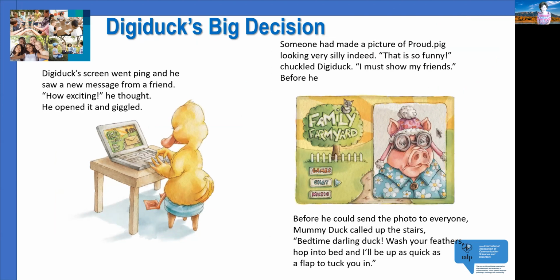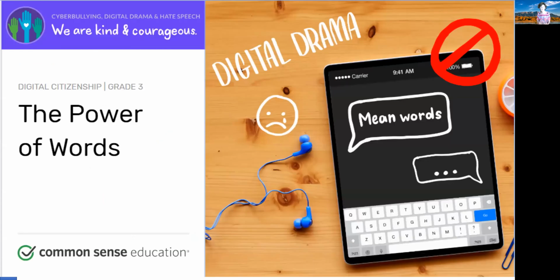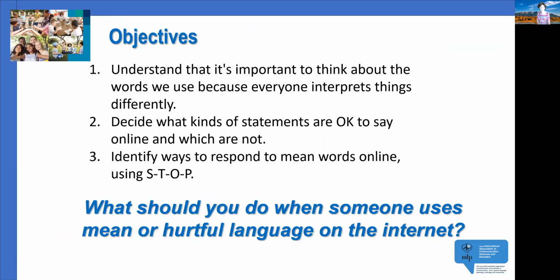And Digi laughs at it and very quickly sends it to a whole bunch of other friends. And Proud Pig learns of what Digi has done. And he is so hurt. And he thinks that Digi is no longer his friend. So students need to be aware of how someone is responding to what they do on the net.